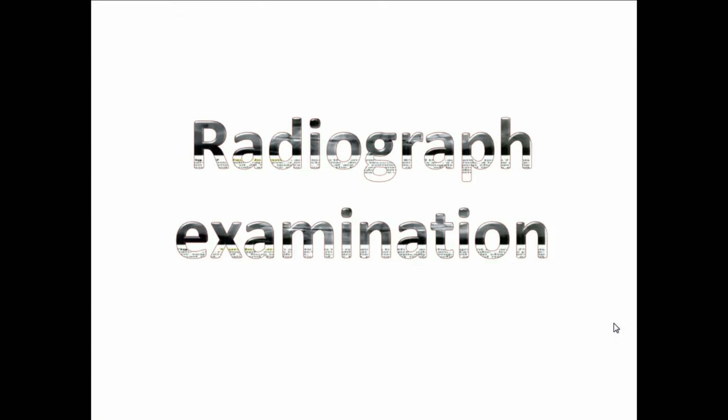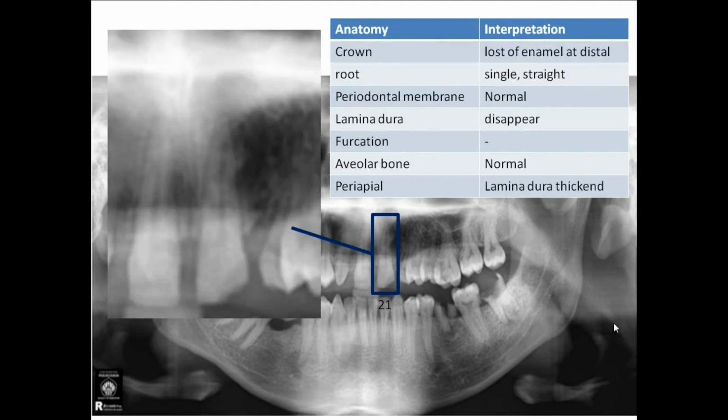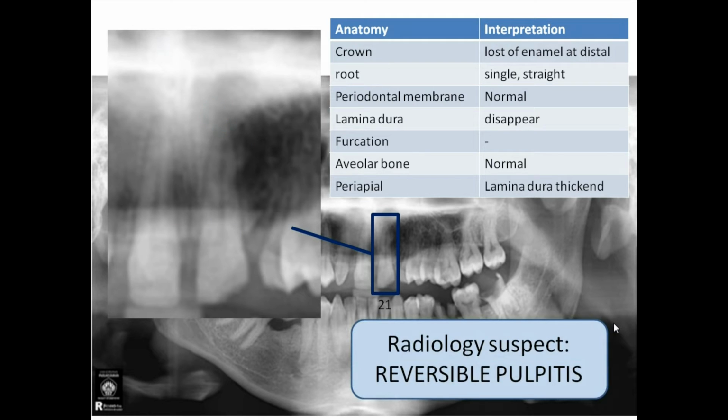For radiograph examination, as you can see for tooth 2-1, the crown, there's loss of enamel at the distal portion. The root is single straight. Periodontal membrane, normal. The lamina dura has disappeared. The alveolar bone still normal. And there's lamina dura thickening at the periapical region. We can suspect that this patient has reversible pulpitis.